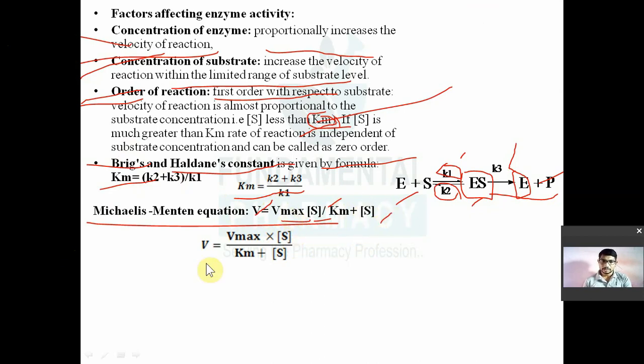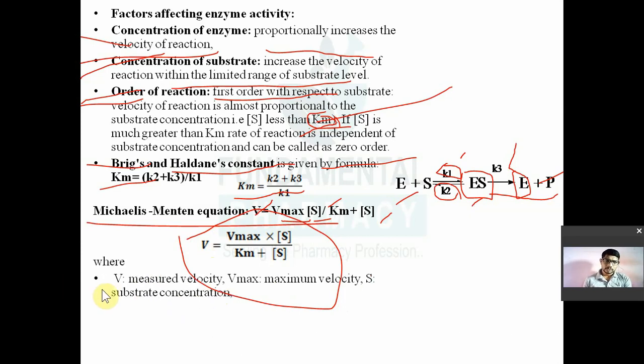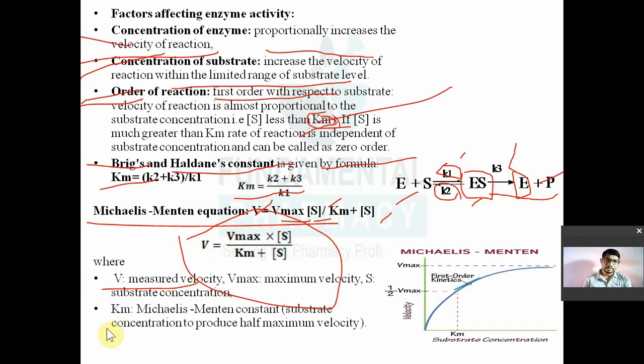Another way you can see it: V is equal to V max into substrate concentration divided by Km plus substrate concentration. This is known as the Michaelis Menten equation. So V is the measured velocity, V max is the maximum velocity, S is the substrate concentration, and Km is the Michaelis Menten constant. What is Km? It is nothing but the substrate concentration required to produce half of maximum velocity.